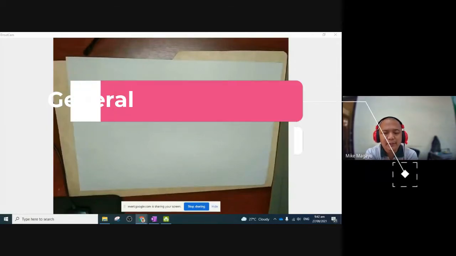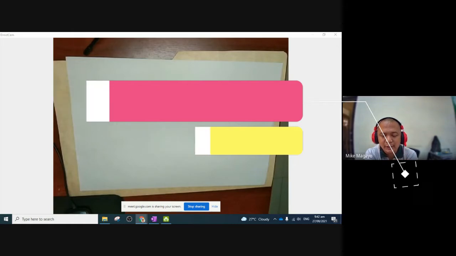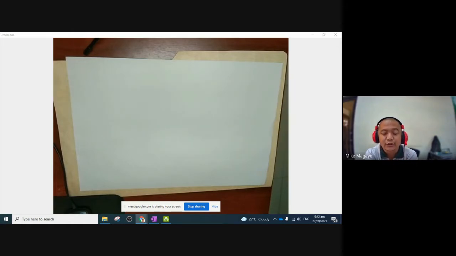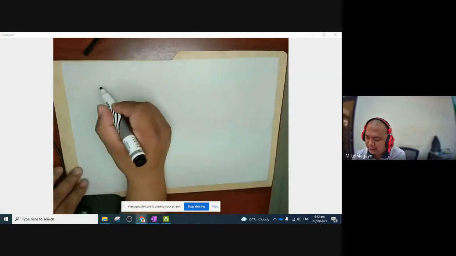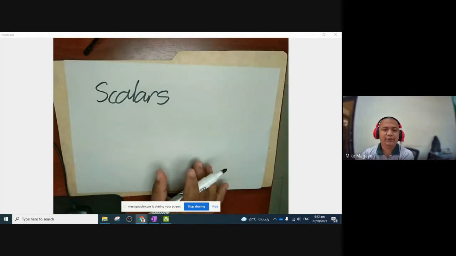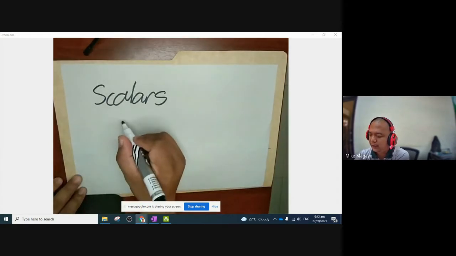We are familiar with some materials that we usually measure, and we are not concerned yet with, let's say, directions. These quantities are called scalars. These quantities describing the material, or any materials that we are not so concerned with directions, are scalar quantities. Examples of scalar quantities that we commonly deal with are, for example, mass.